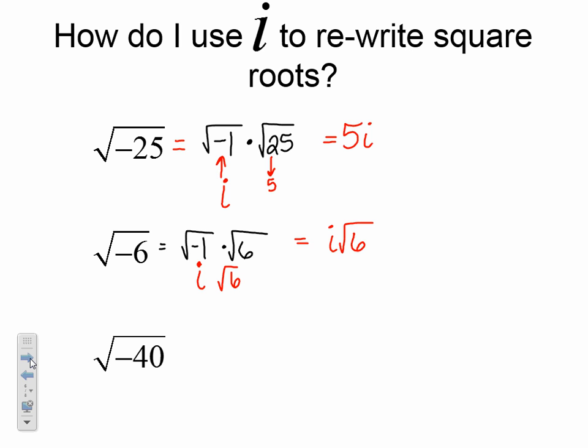And now the third one here, the square root of negative 40. The square root of negative 40, let's think about it, is like the square root of negative 1 times the square root of 40. The square root of negative 1 is the i.